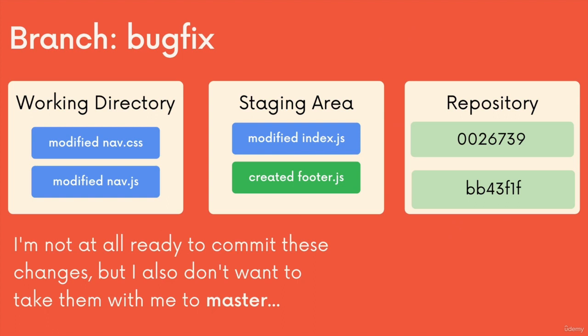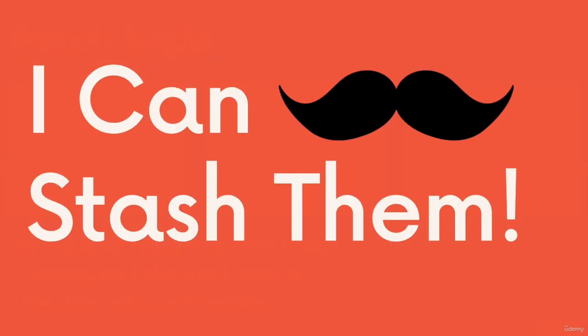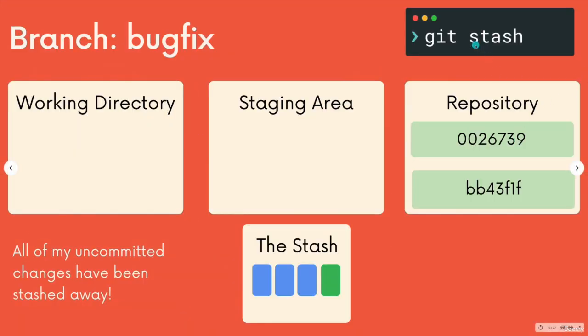Okay, so I need to quickly hop over to master, but I need to first stash my changes because I'm not ready to commit them. They conflict with what's on master. I don't want to take them with me. Whatever the reason, I'm going to stash them. So what I do is run git stash. Git stash or git stash save will undo those changes. I don't lose them, but it reverts the changes in my working directory and it stashes them away.